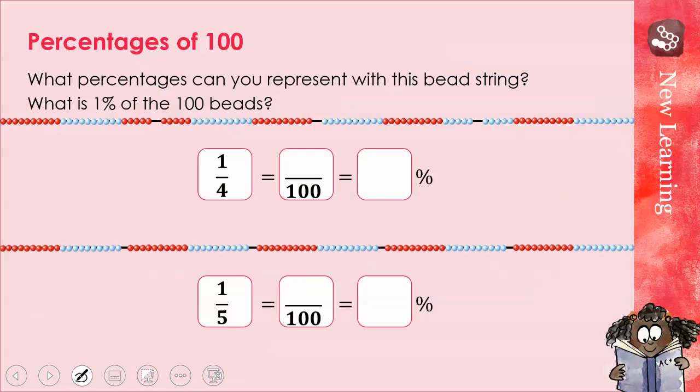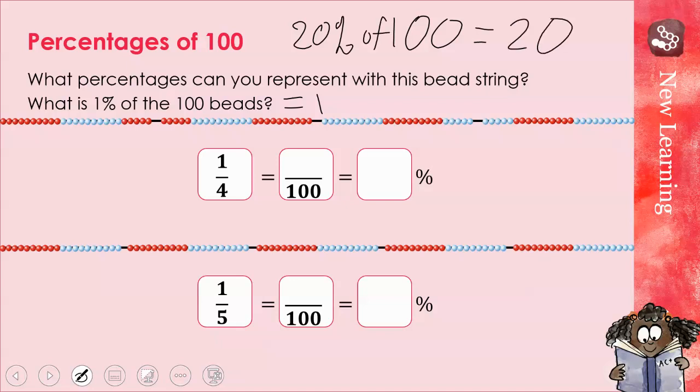Let's have a look at percentages of 100. What percentage can you represent with this bead string? Okay, let's have a look at the top one. There are 100 beads on the bead string. So what is 1% of that 100 beads? Well done, if you obviously remember, that is one bead. If I have 100 of something, and I'm finding a percentage of it, so I was finding 20% of it, my answer is just 20.